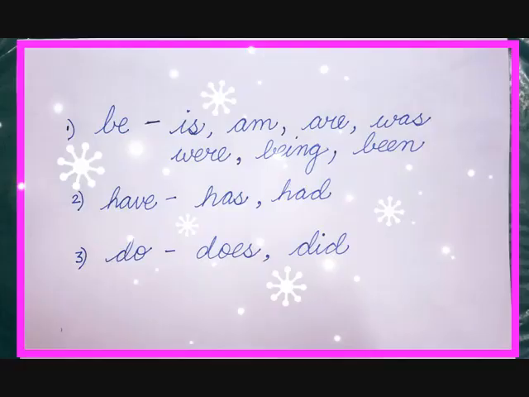Now this includes be, have and do. And in the families of be, have and do, you will see certain helping verbs are there. Like in the family of be, we have is, am, are, was, were, being and been. Second, we have the auxiliary verb have, and inside have we have two more words, has and had. Then in the family of do, we have does and did.